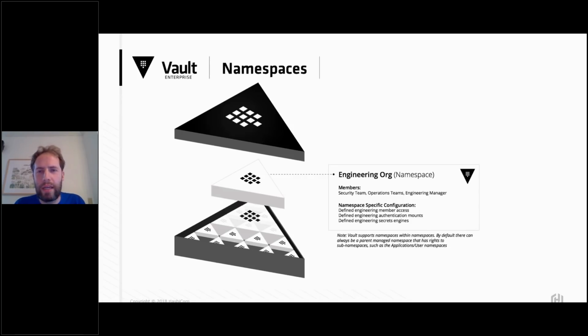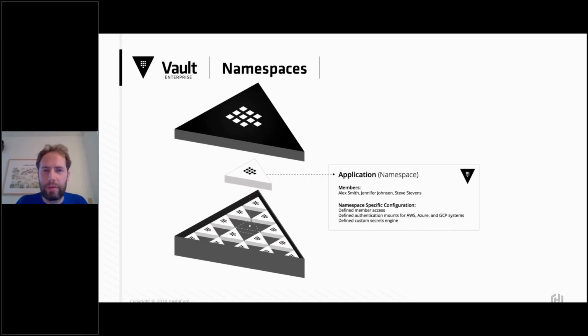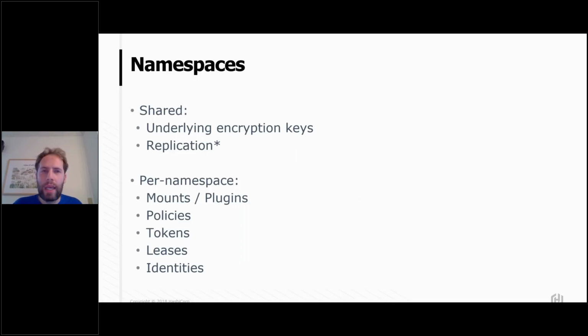And then even within that, you can partition it further and say, within the engineering org namespace, we have an application namespace. So it gives you this way of saying we actually have one overall Vault, but inside that, it feels like many different instantiations of Vault. And for the most part, it really is separate.